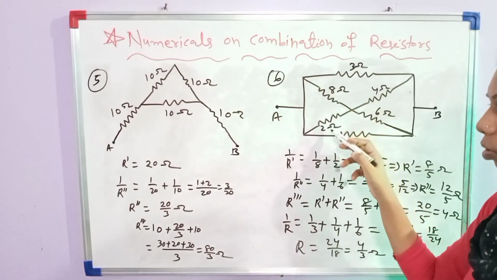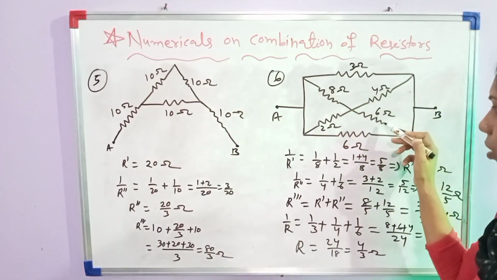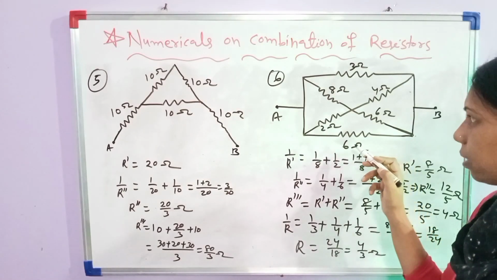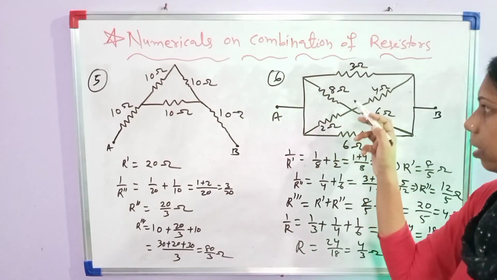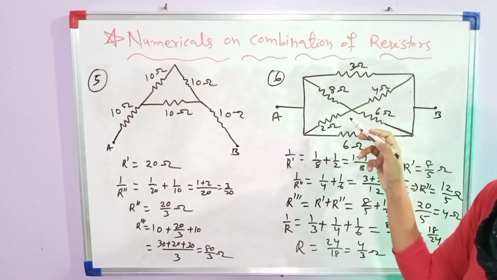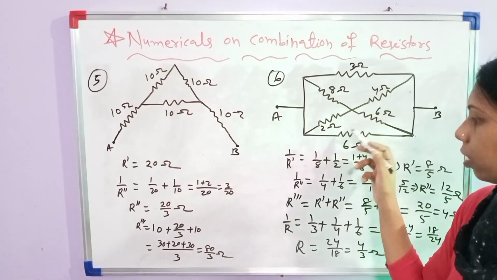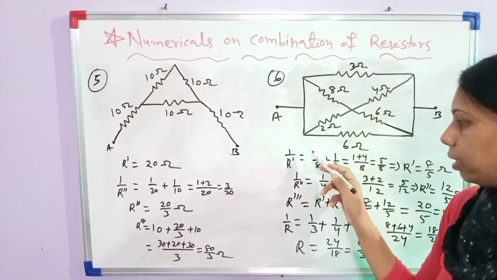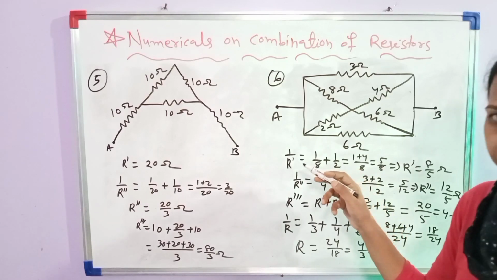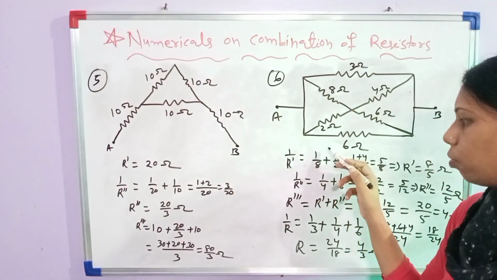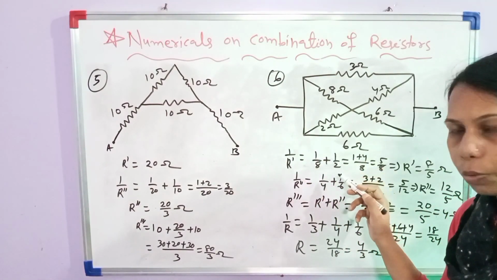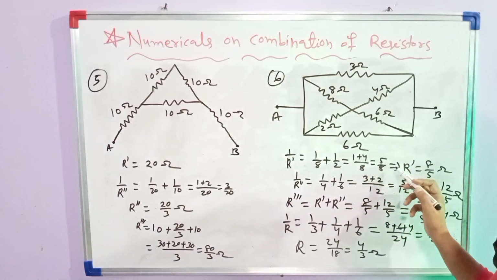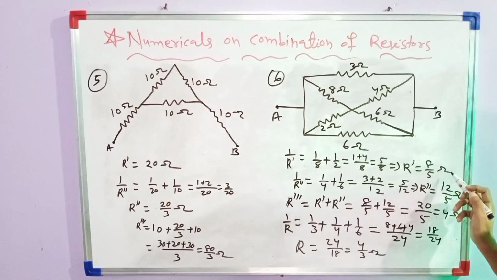Here 8 ohm, 2 ohm, 4 ohm, 6 ohm, here 3 ohm and here 6 ohm. As I told, when current is divided, the resistors are in parallel combination. So 8 ohm and 2 ohm are in parallel. Let their equivalent resistance be R dash. So 1 upon R dash equals 1 upon 8 plus 1 upon 2, equals 5 upon 8. So R dash equals 8 upon 5 ohm.